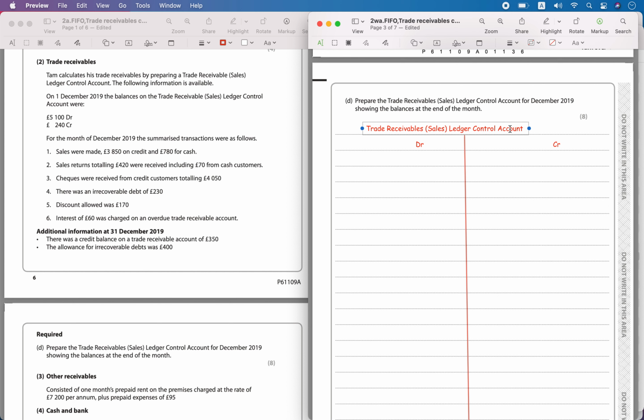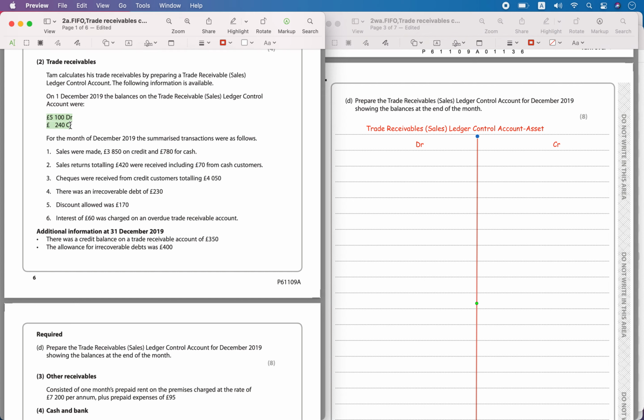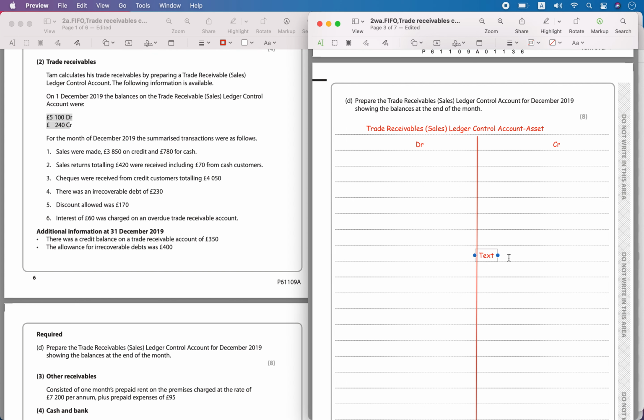So trade receivables ledger control account, we know it is an asset account. It is always stated in the current assets. It is stated as current assets in the statement of financial position. Any balance has to start here, but because they have given both debit and credit balance, we are going to write here. So usually the balance starts on the debit side.